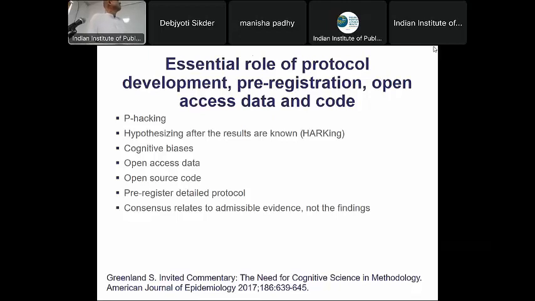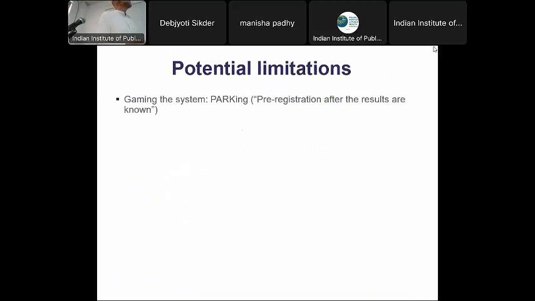I think absolutely key to this is that the consensus comes from what you say is acceptable evidence beforehand, rather than looking at the evidence and then saying, oh, I don't like that bit of evidence. Once you've pre-registered it, so we're going to do this negative control and this cross-context comparison, and that's it, then you've got to do them and report them. Potential limitations: you can game the system, you pre-register after the results are known, but that's just literally fraudulent.